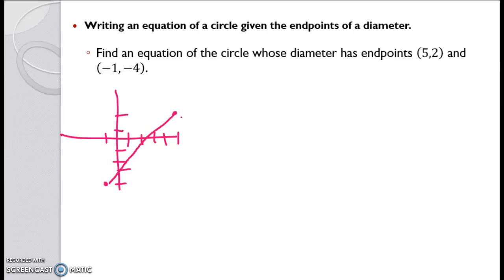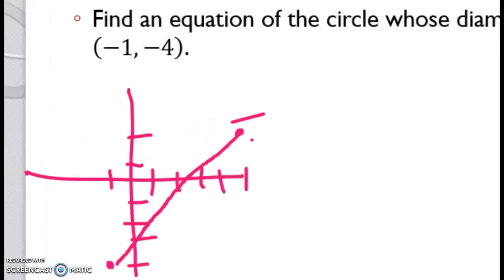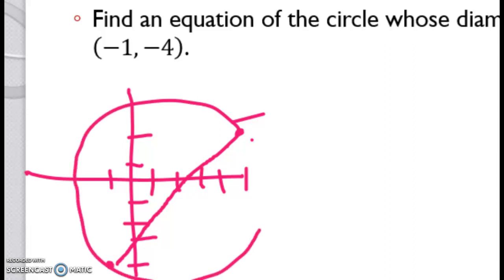So what is that circle going to look like? That circle is going to look something like this. Now, remember, the center is in the middle of this diameter. So how could we find the center of those 2 points? We're going to use the midpoint formula.